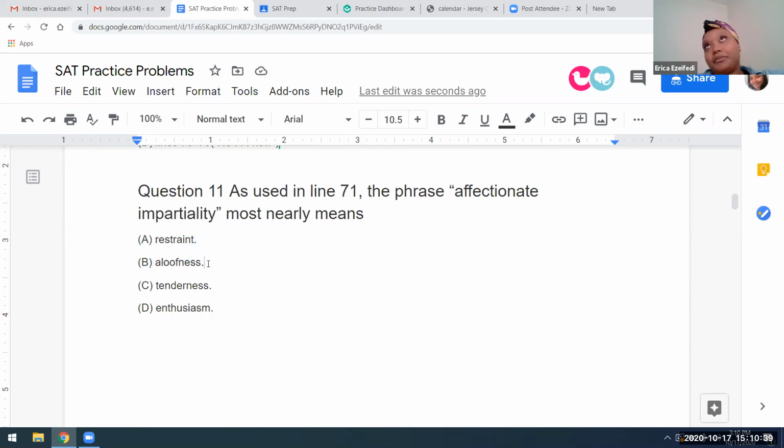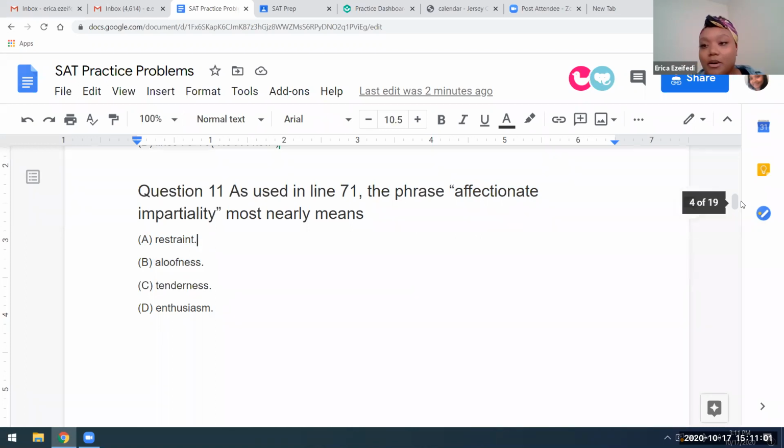Aloofness has a negative connotation. It's kind of like being standoffish. So the elder cousin was not standoffish. It said that he welcomed them. He was affectionate. So that is against what being aloof means. So it is restraint.